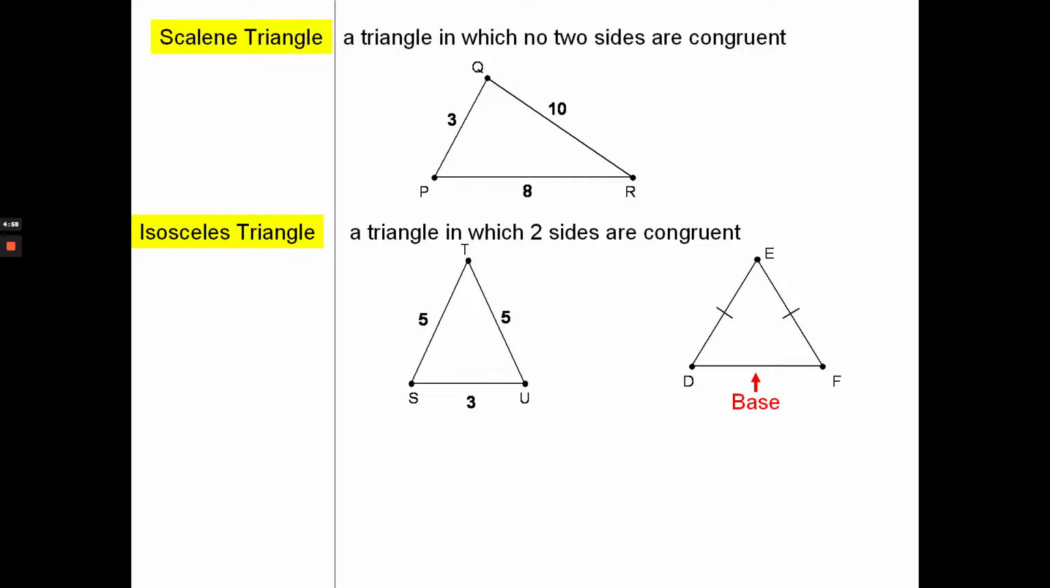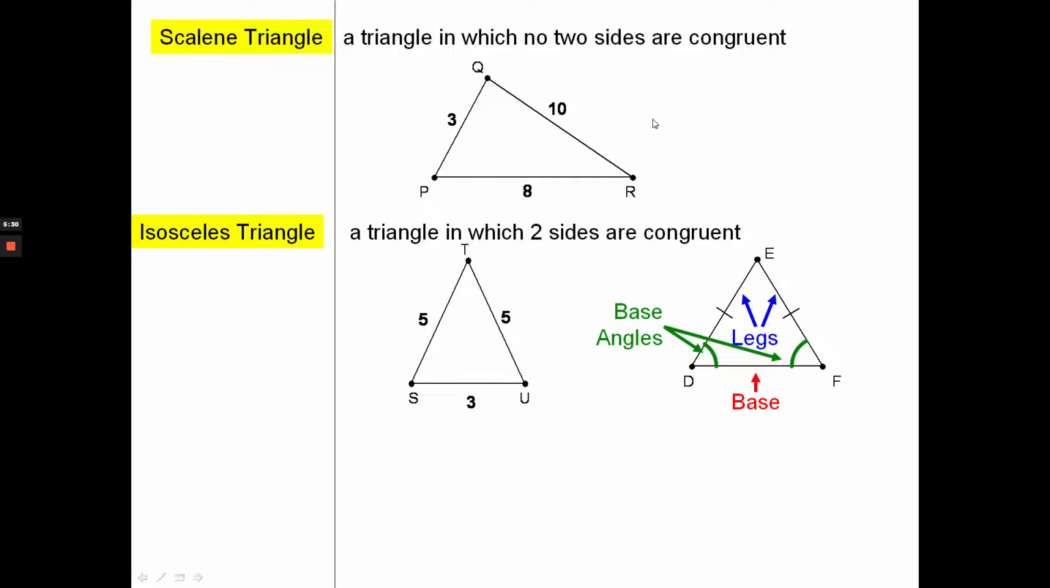Okay, but now that we're older, we can go ahead and turn that triangle and call the non-congruent side the base. The congruent sides, those are called the legs. So over here on triangle STU, the base would be SU because it's the non-congruent side, and the legs would be ST and UT.